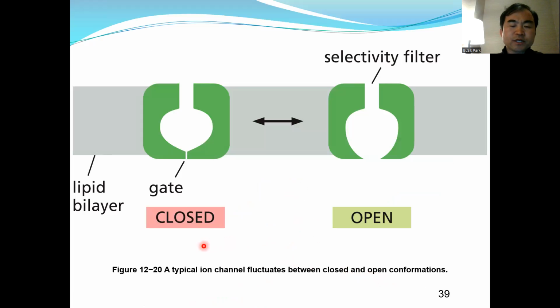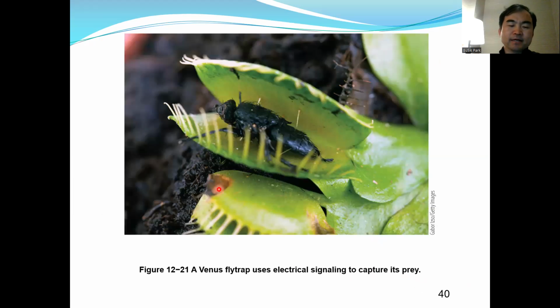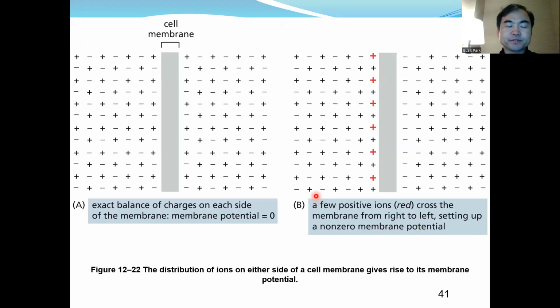So the ion channel fluctuates between closed and open conformations. This one is the closed case, and this one is the open state. And like this, the Venus flytrap uses electrical signaling to capture its prey. So this is an example of that.